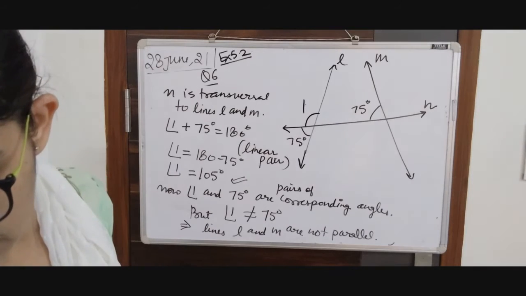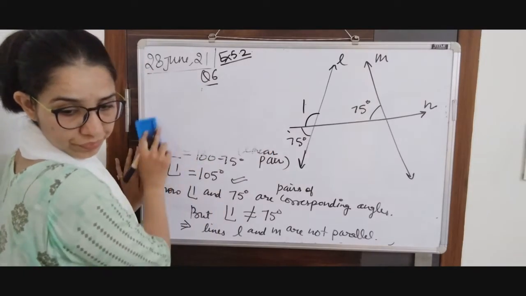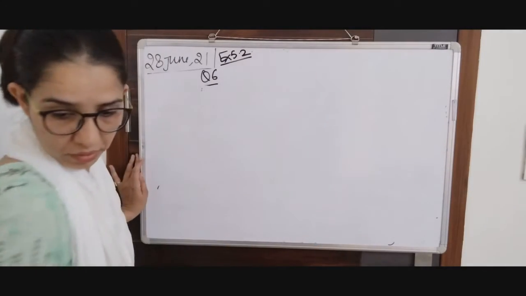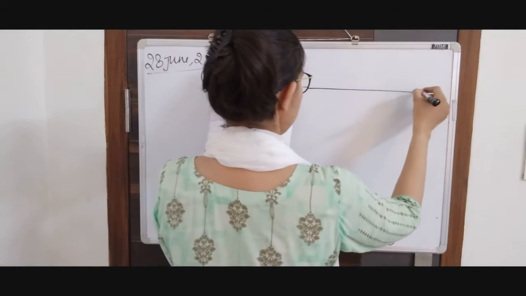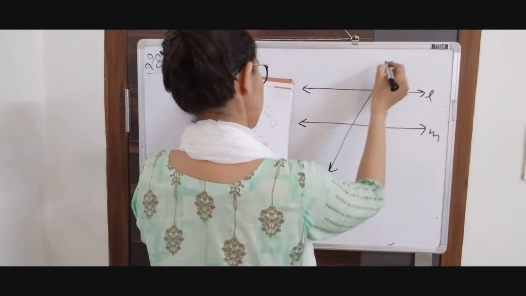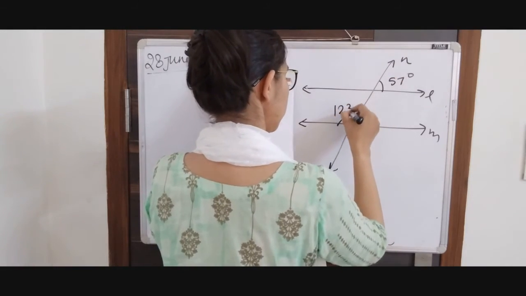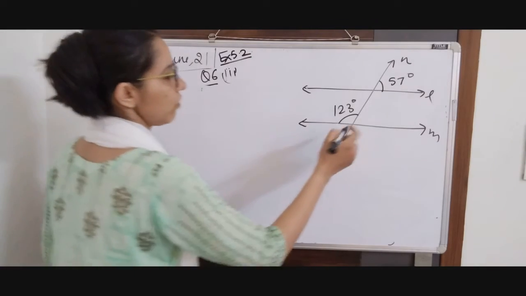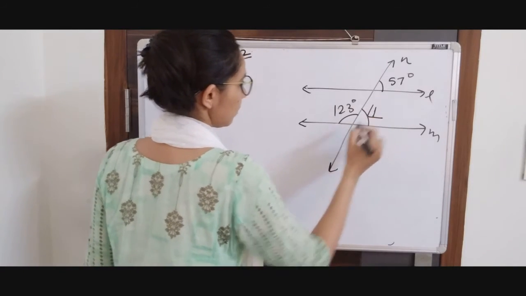So third part is this figure. L, M and N. This is 57, this is 1, 2, 3. Again we are going to use linear pair and corresponding angles. We are going to use this angle. So suppose this is angle 1, okay?